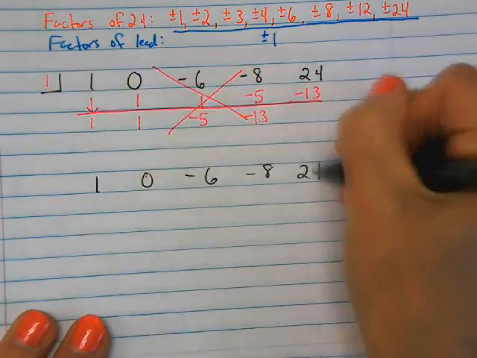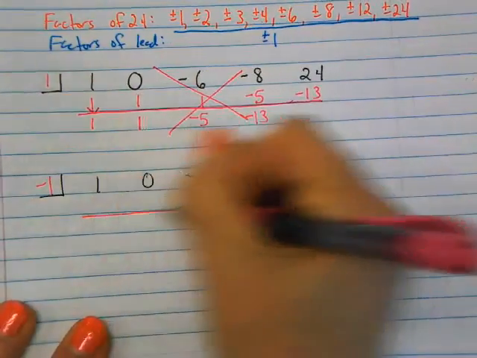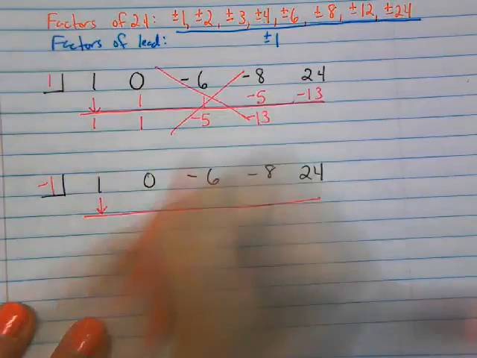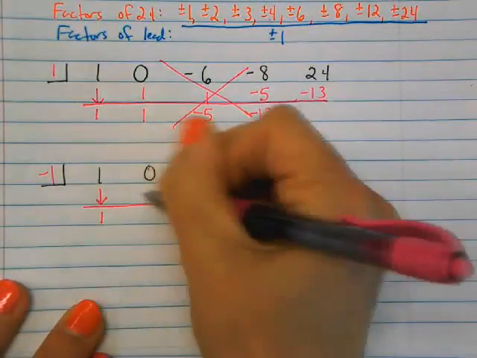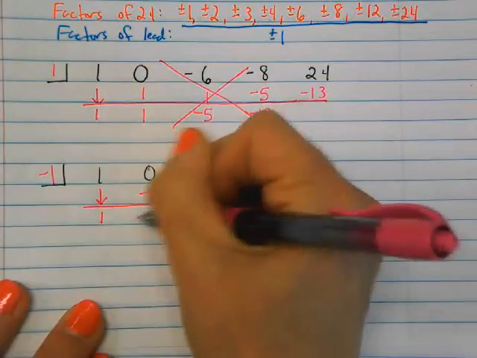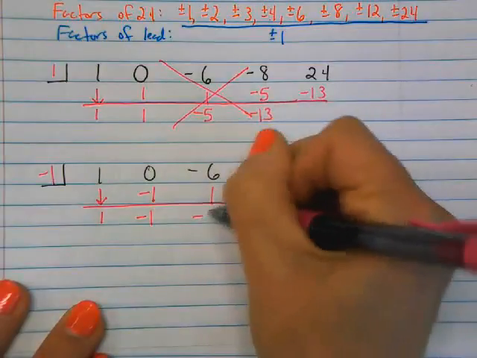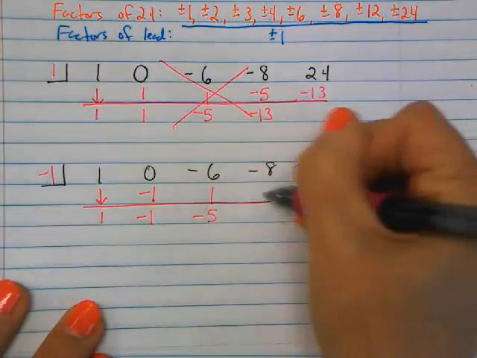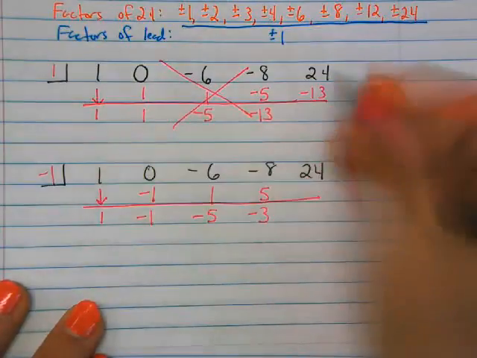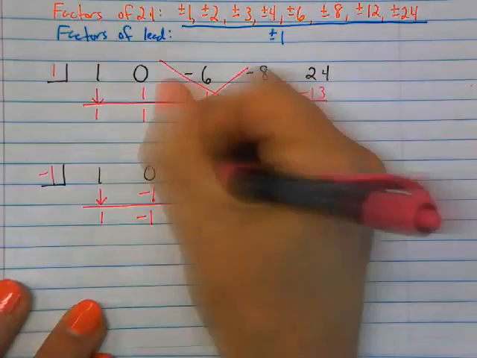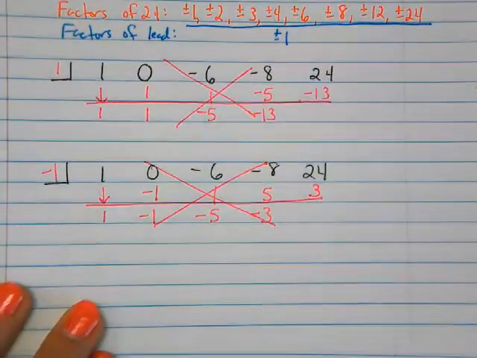Come on down, negative 1. Hope it works. Alright, 1. Negative 1. Negative 1. Negative 1 times negative 1 is 1. Negative 6 and 1 is negative 5. Negative 1 times negative 5 is 5. Negative 3. Negative 1 times negative 3 is 3. Uh-oh. Try it again.